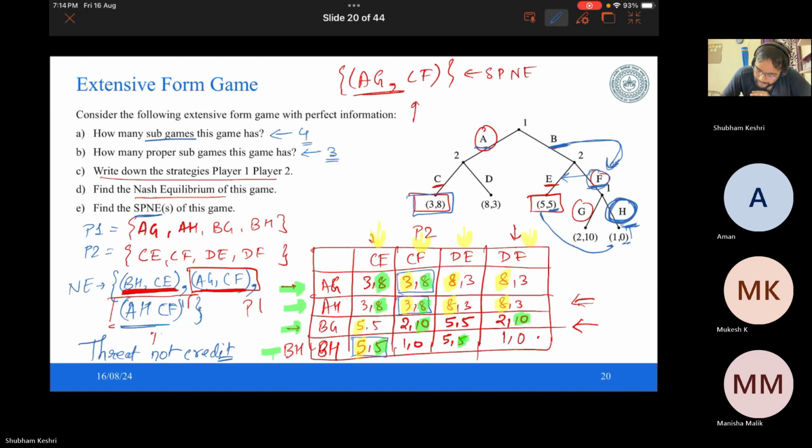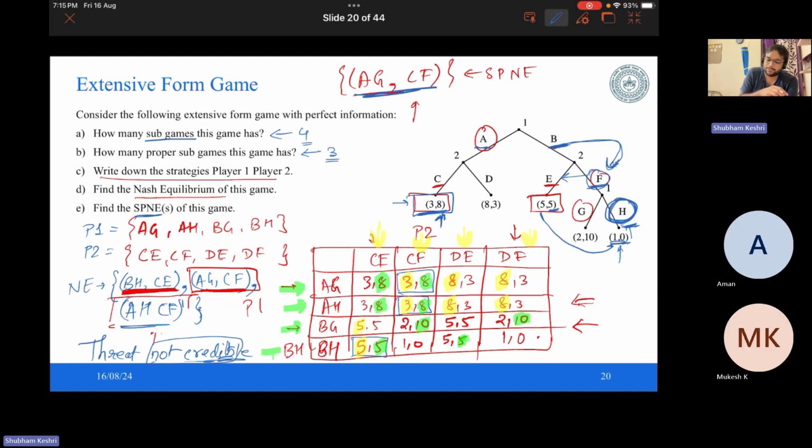So you see, this game is actually ending at the subgame perfect Nash equilibrium at this point. If this point was not there, then this threat would have been credible. This is not a credible threat. In such cases, when there are some other points in which the utility will be less than what the subgame perfect Nash equilibrium is giving, then the players can give threats using these Nash equilibriums.